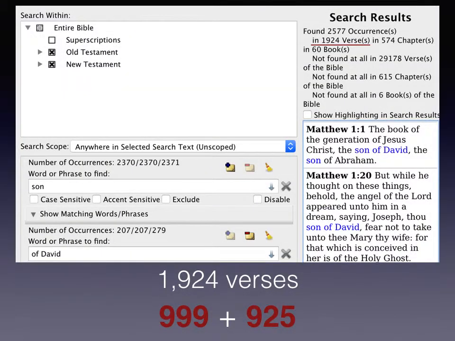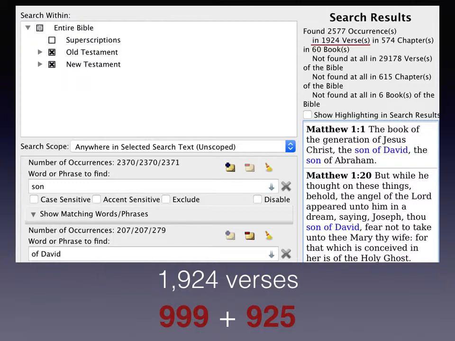The word son and the phrase of David are found in a total of 1,924 verses, which is 999, 37 times 27, plus 925, which is 37 times 5 squared. Now, I broke this number down like this on purpose. I mean, they're both multiples of 37, therefore 1,924 is a multiple of 37.